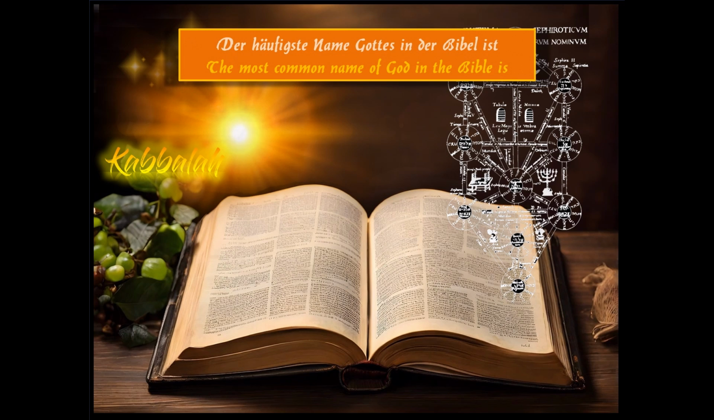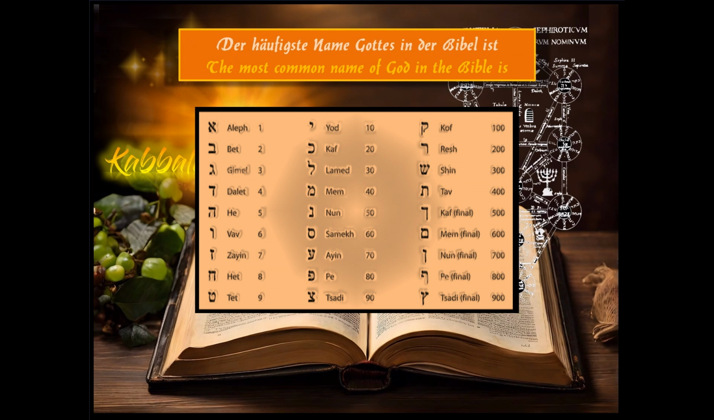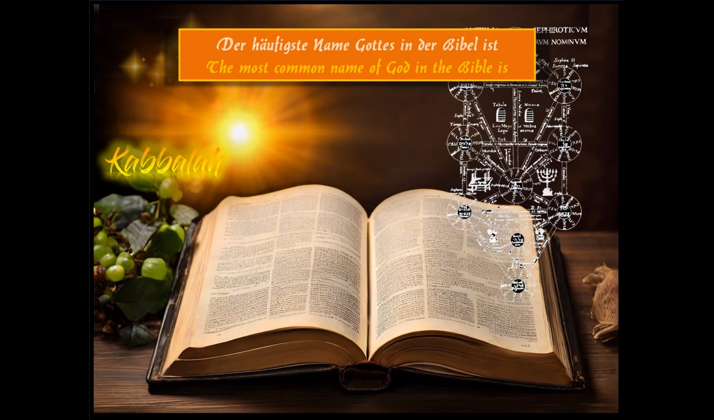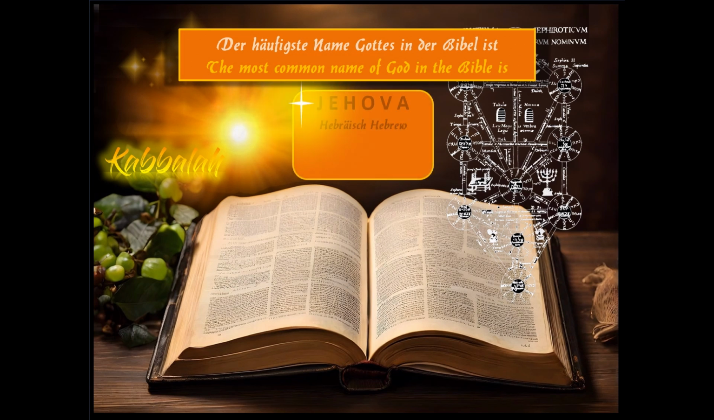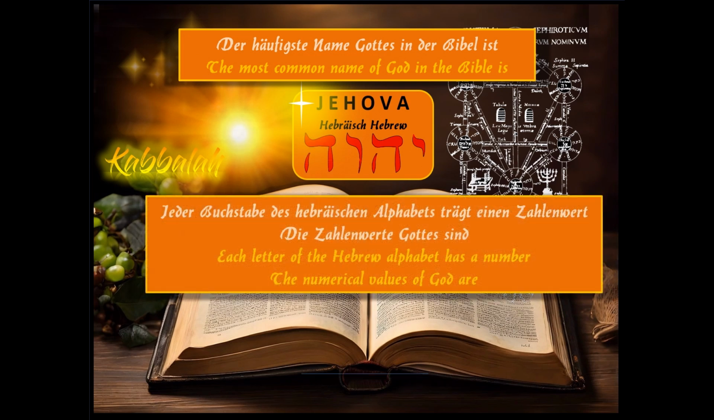There are no specific numerals in Hebrew. Each letter has one numerical value, or from the letter Yod onward, 2. The most common name of God in the Old Testament is Jehovah. It is written with 4 letters, Yod, He, Vov, He. The corresponding numbers are 10, 5, 6, 5. The sum of these numbers is 26.